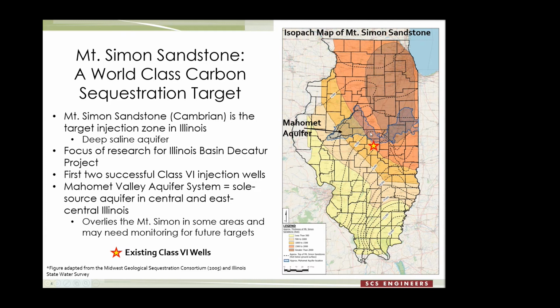And I do want to note that the Mahomet is a shallow glacial aquifer, and it is separated from the Mount Simon by literally thousands of feet of stratigraphy and several confining layers. But if we were to install a Class 6 well in here somewhere, we would have to drill through that aquifer, and it would probably be a very big point of community pushback. So that will be the point of our case study today.